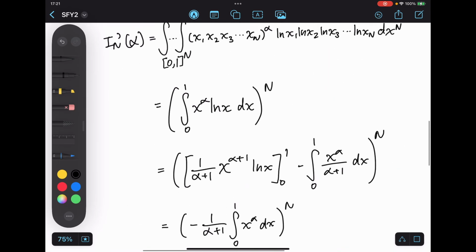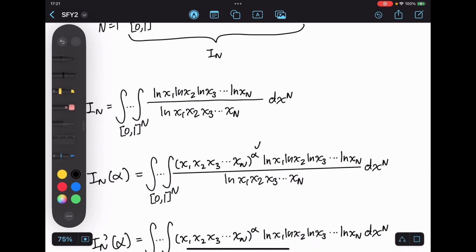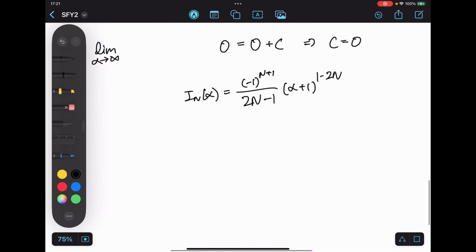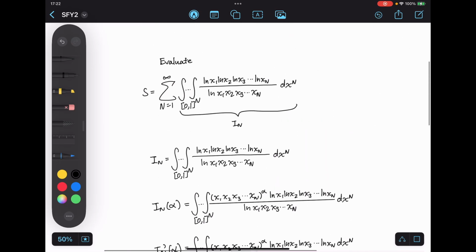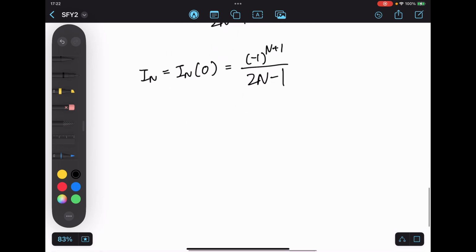Taking a look at our original I sub n, it is just I sub n of 0, where alpha is 0. Plugging that in will give me negative 1 to the power of n plus 1 divided by 2n minus 1. Now that we have an expression for I sub n, we can take a look at our sum, which is S equals the sum from n equals 1 to infinity of I sub n. So let's write that down, and I'm going to plug I sub n in.